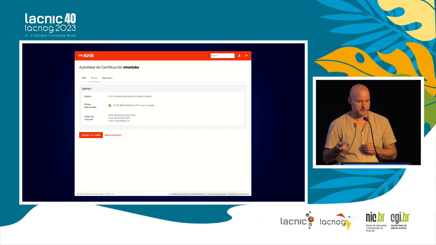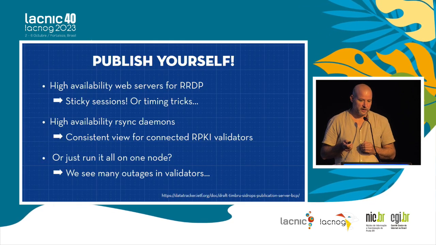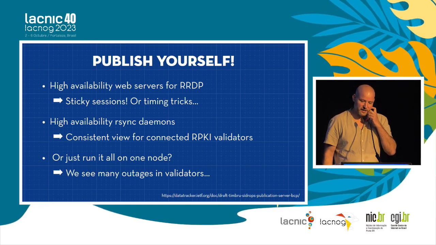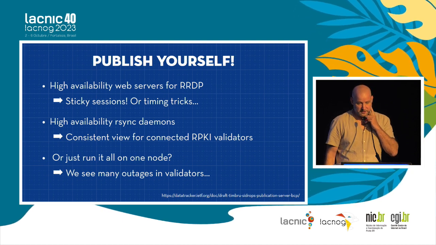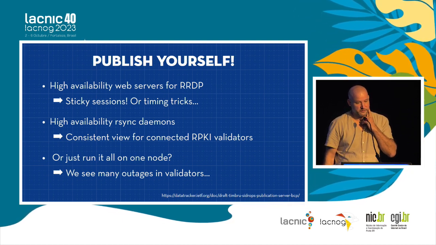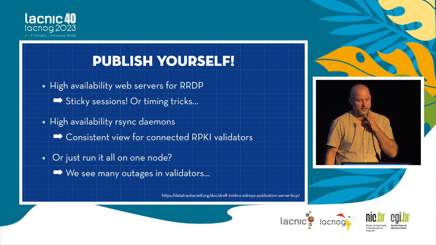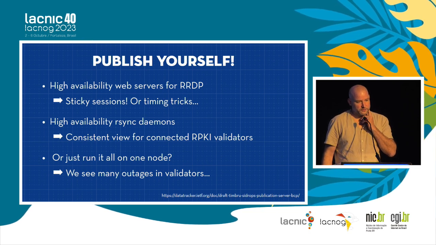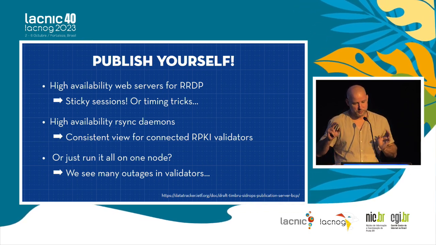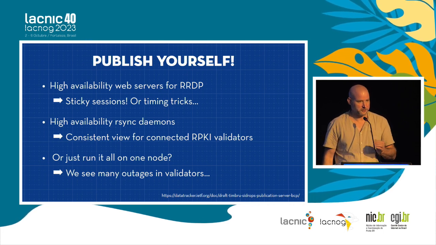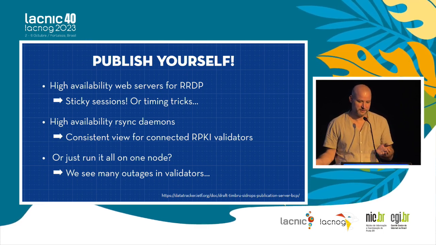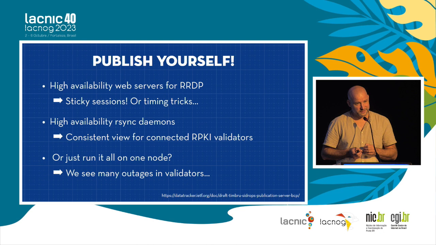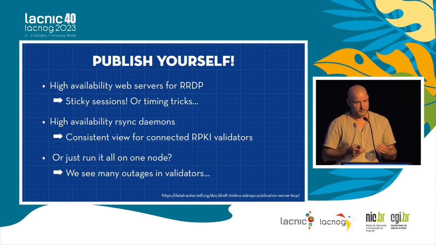So this is RIPE NCC, we're a member of them. Now, if you want to publish yourself, then all of this becomes a bit more complicated because the content pretty much needs to be available to everybody all the time. There are some tricks you need to do. You can run your publication server and your content and put it all on one node and then things are simple, but when that node is down, you have issues. And if you use multiple nodes, you get problems with data that might be different from one node to the other.